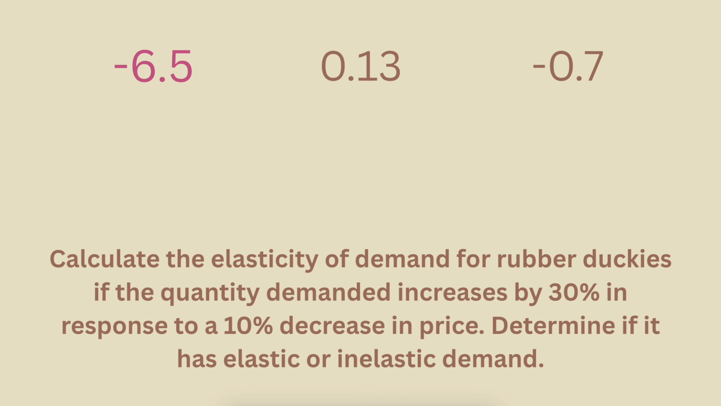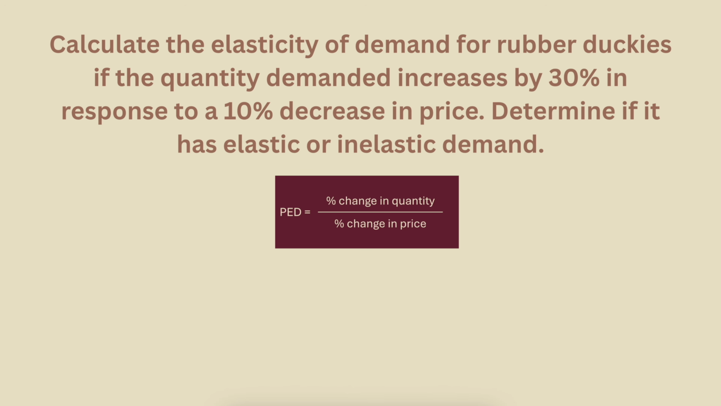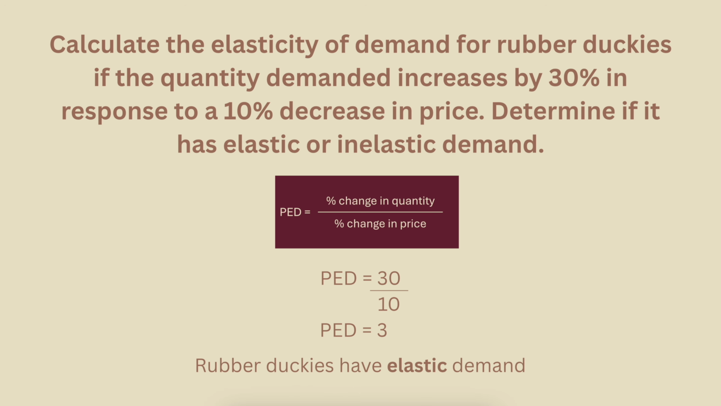Calculate the elasticity of demand for rubber duckies if the quantity increases by 30% in response to a 10% decrease in price. Determine if it has elastic or inelastic demand. Here the question gives us percentages, so we use the percentage change method, where the price elasticity of demand equals a percentage change in quantity over the percentage change in price. In this case, the percentage change in quantity is 30, and the percentage change in price is 10. 30 divided by 10 is 3, which is greater than 1, so rubber duckies have elastic demand.